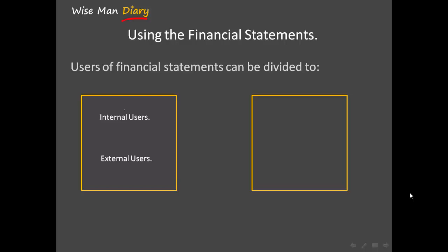Examples of internal users are management and employees. Examples of external users are investors. We can also divide the users of the financial statements into direct users and indirect users. Direct users are users that read the financial statements and take an economic decision. Indirect users are users for whom other people read the financial statements and recommend an economic decision.